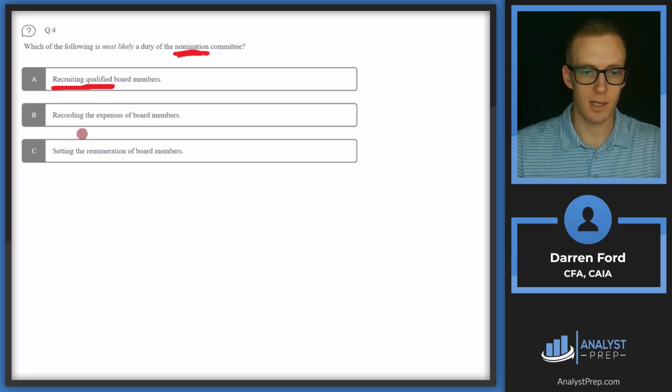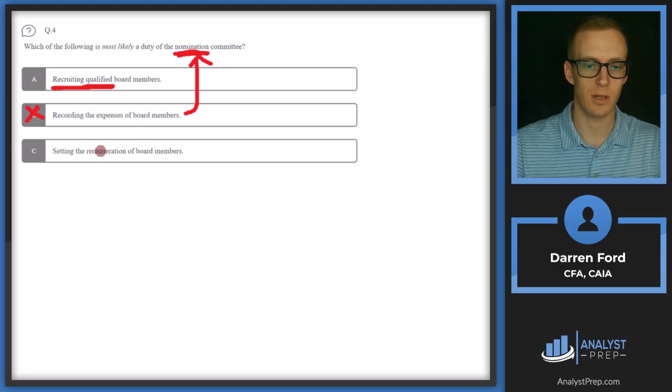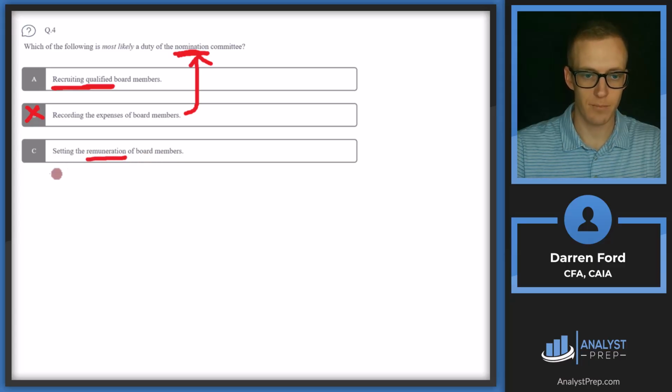Let's make sure we can rule out B and C though. B, recording the expenses of board members. That doesn't really jive with nomination, so I'm going to go ahead and rule that out. This is probably going to be some type of finance or admin function, not the nomination committee. And then C, setting the remuneration of board members. Remuneration is compensation, and that's typically going to be called a compensation committee. So again, these committee names are usually pretty straightforward, so we can confidently go with A.